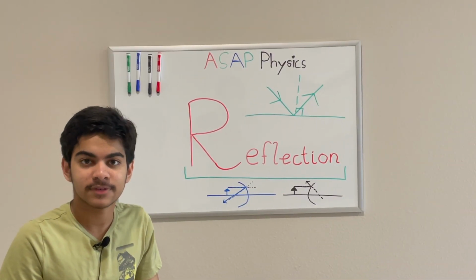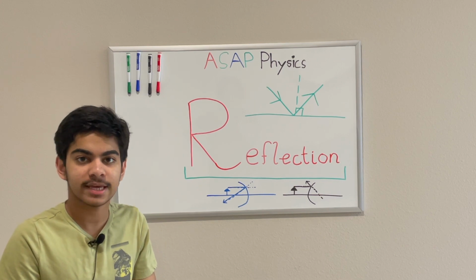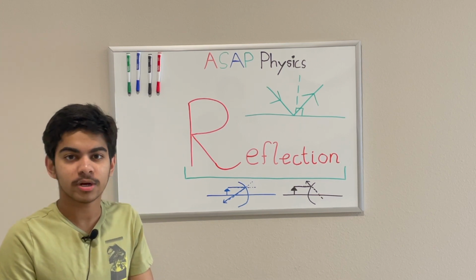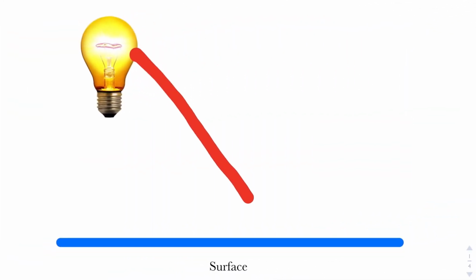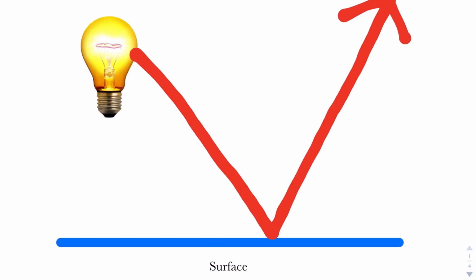Today, in this video, we will be covering the unit reflection and mirrors. To start with, what is reflection? Well, reflection is basically where a light wave, or any type of wave, comes in contact with a surface and bounces off in a different direction.